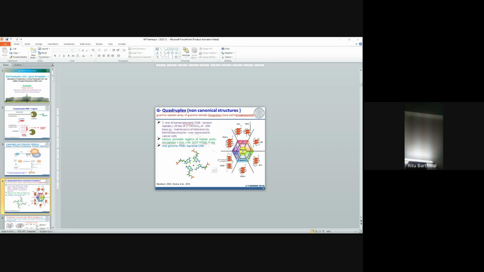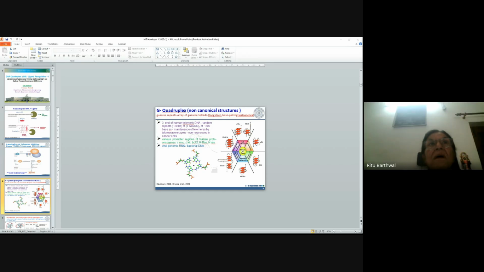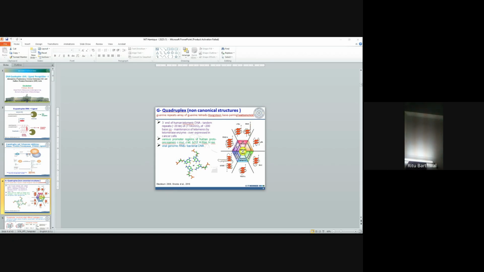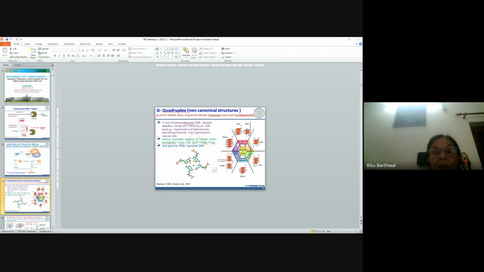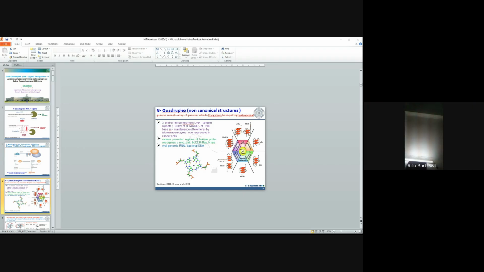Now these will be the targets. One has to get ligands which can bind to them, which can stabilize them, so that some essential functions are blocked. And once you block the essential functions, the bacteria or virus will no longer be able to multiply. In slide 4, you can see what these G repeats are. This I just gave you the sequence.